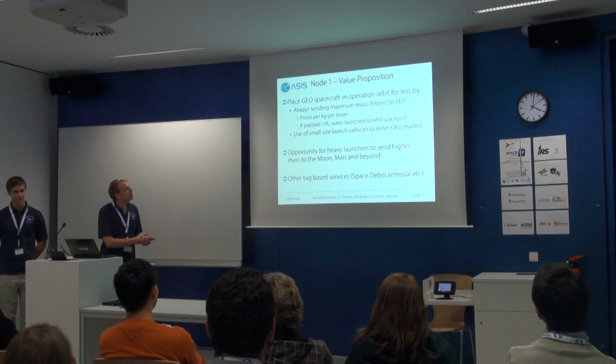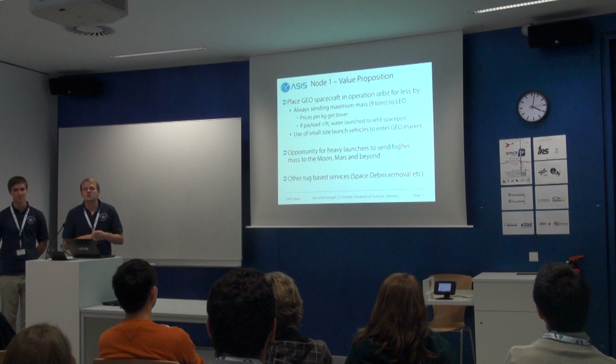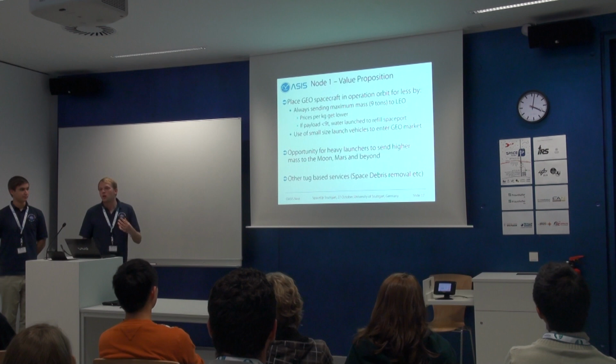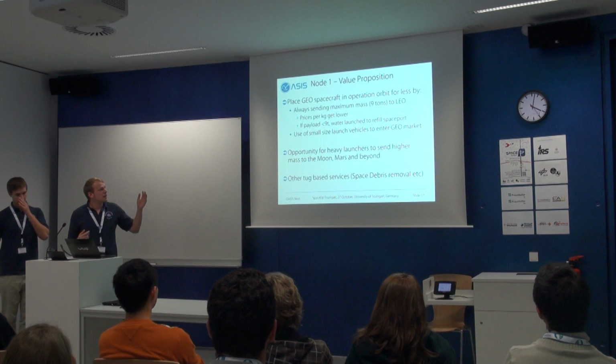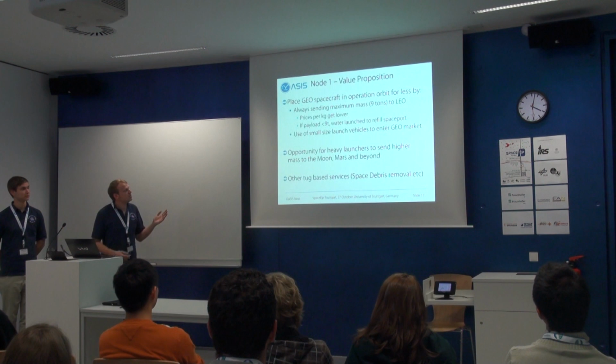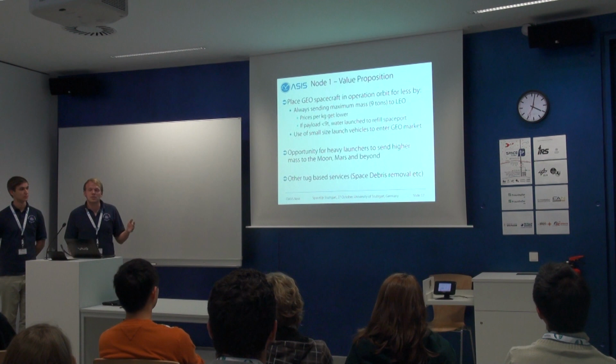So, node 1, where is it making its money from? Currently, when you place a GEO spacecraft into orbit, it requires one launcher, it takes you straight there, and you have to buy a launcher that's big enough. If we are able to provide this tug service, you can choose. It allows the use of smaller launch vehicles, access to the GEO market, as well as allowing you to utilize the launcher to its full capacity.